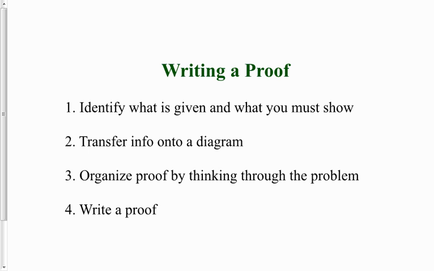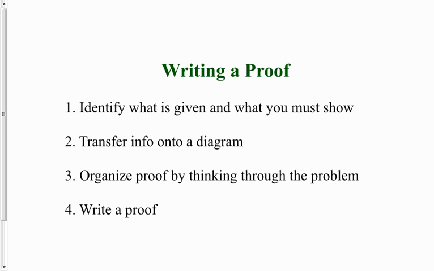So here are 4 steps for writing a proof. Step 1, identify what is given and what you must show. Step 2, transfer information onto a diagram. Step 3, organize proof by thinking through the problem. And finally, write a proof. So let me talk about a couple of these.